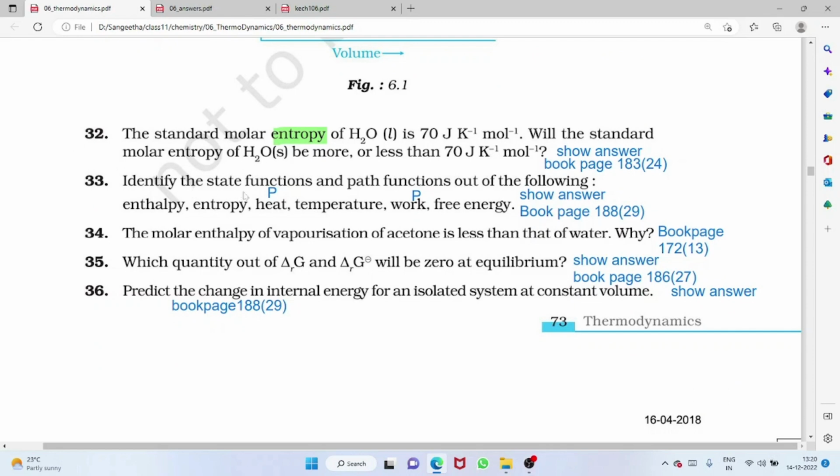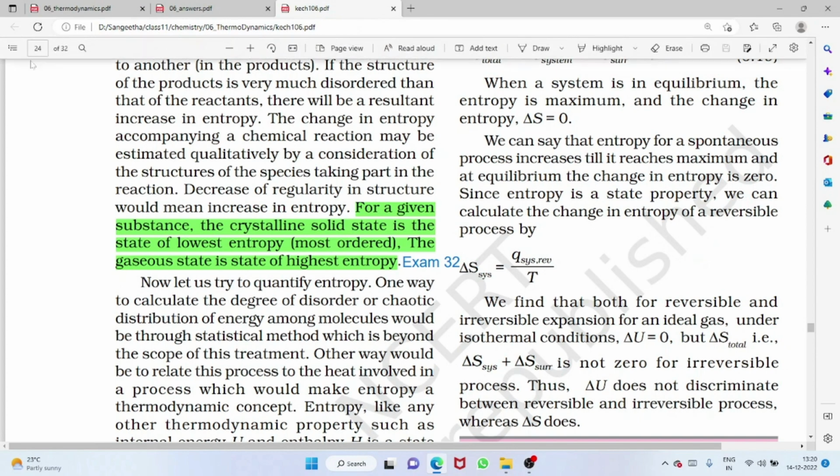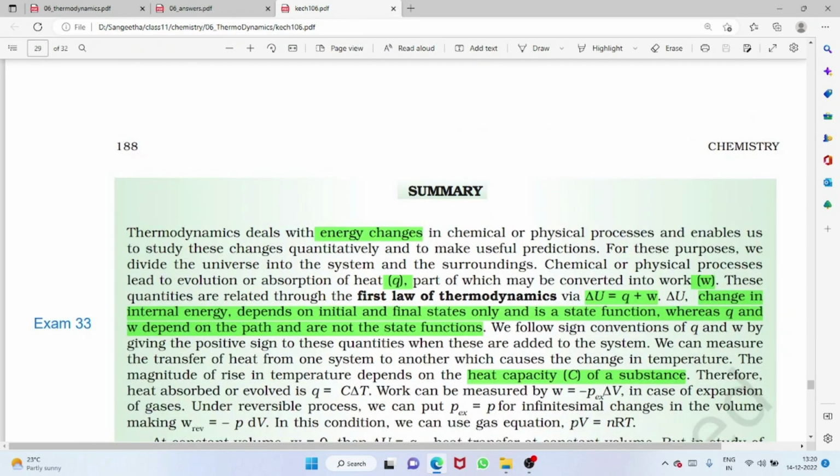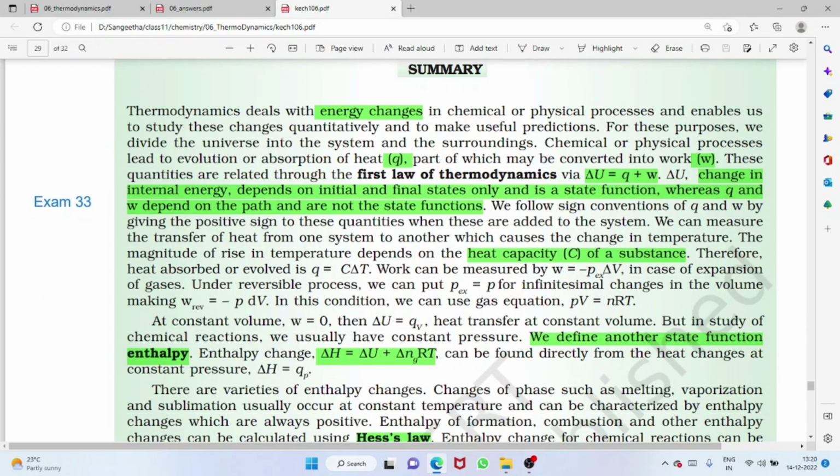Identify the state functions and path functions. See, heat and work are path functions, the others are state functions. That is also given here in this book. Q and W are the path functions, and the other things, entropy and enthalpy, are state functions.